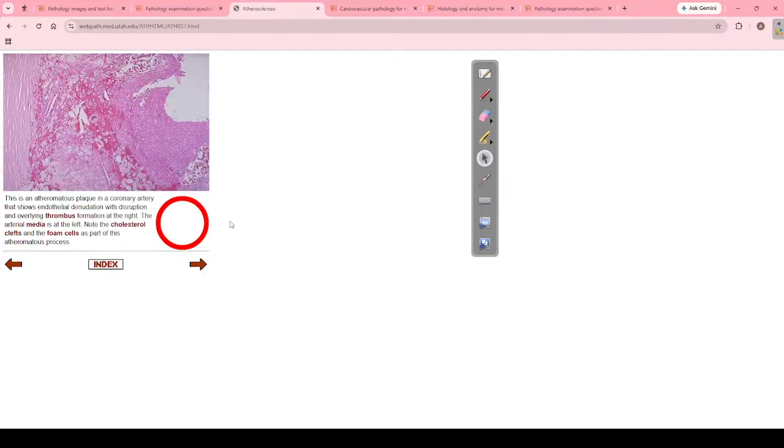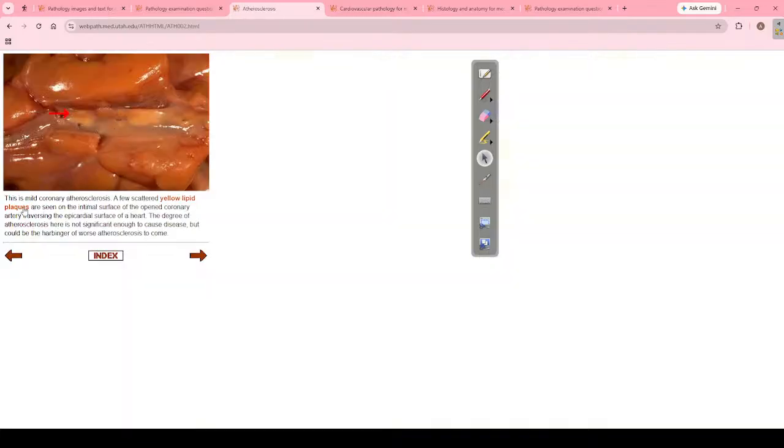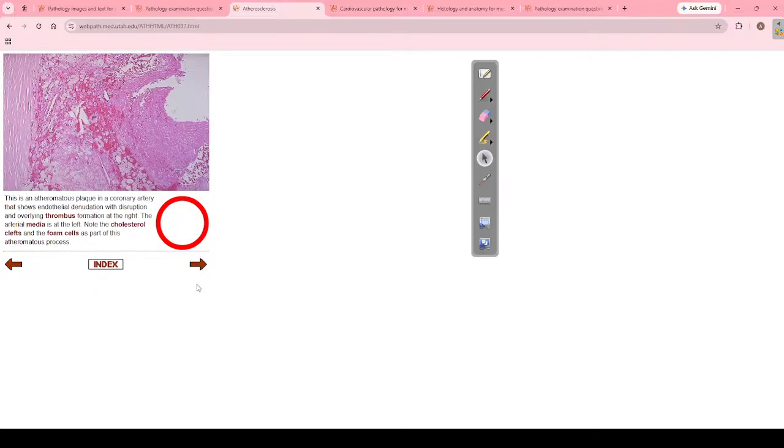We go on to talk about atheromatous plaque in coronary artery. It shows endothelial denudation with disruption and thrombus. This is the thrombus here. Actually, I think there are a few more things to show. I show the plaque over here, calcification over here. This is how the calcification generally appears. We talk about the formation of thrombus over here.